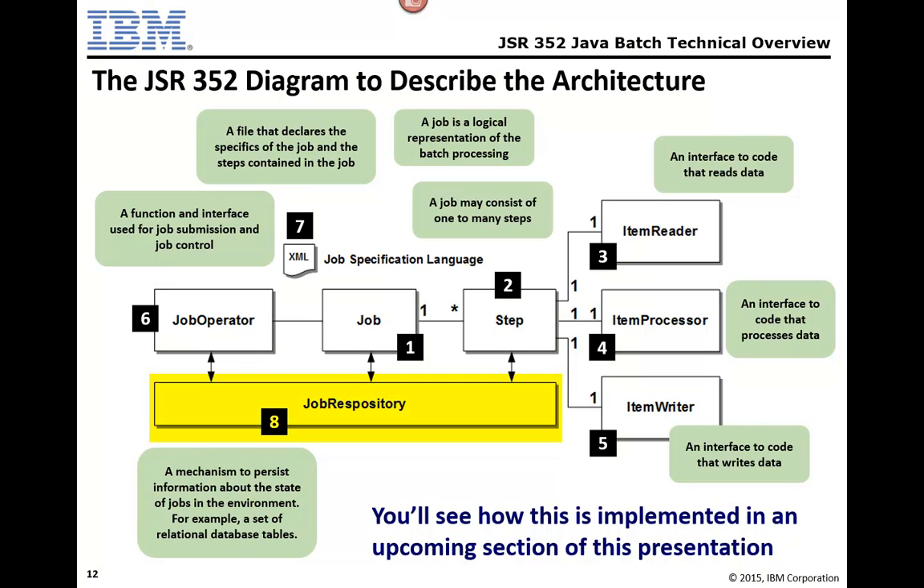Finally, the job repository is the data store used to keep track of jobs. The JSR352 specification indicates a job repository is required, but does not spell out how it should be implemented. This is an area where vendors may provide extensions for additional value. We'll show you how IBM implemented the job repository later in this presentation.